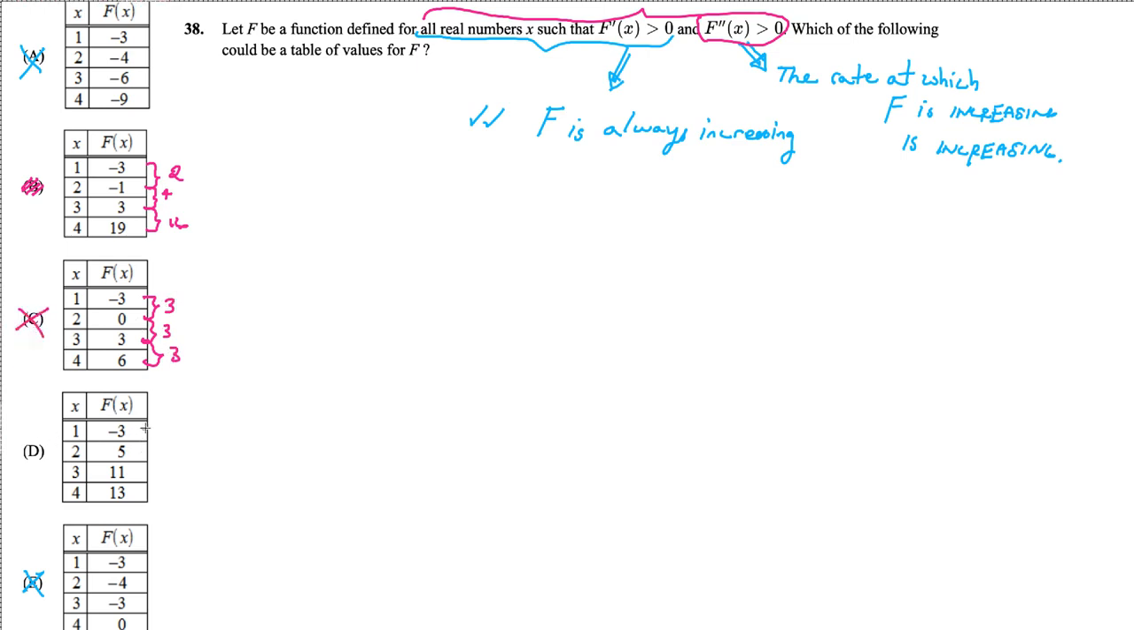Now let's look at d. So here it went up 8, right, from -3 to 5 in that one unit. Then it goes up only 6, and then it goes up only 2. So the rate at which f is increasing in this one is decreasing, right? It was first increasing 8 per 1 unit. Then it went to 6 per 1 unit. Now it's at 2 per 1 unit. So the rate at which it's increasing is decreasing, and you have that the correct choice is B.